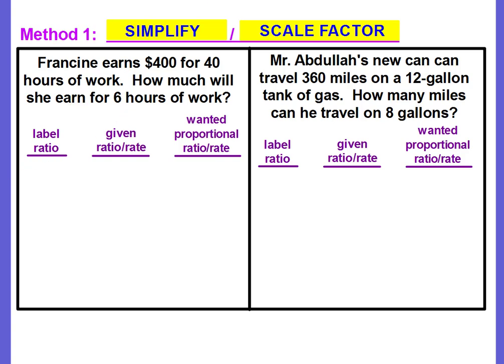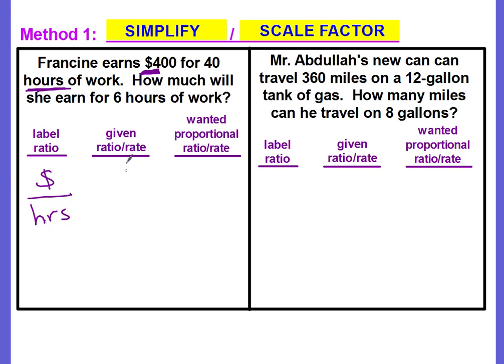Francine earns $400 for 40 hours of work. How much will she earn for 6 hours of work? Okay, we're going to write 3 different ratios. The first ratio is the label ratio. What is it that we're comparing? We're comparing money to hours of work. So that's going to be our ratio. Money, dollars, money. And remember, money is almost always going to be your numerator. And time, the hours, will usually always be the denominator.